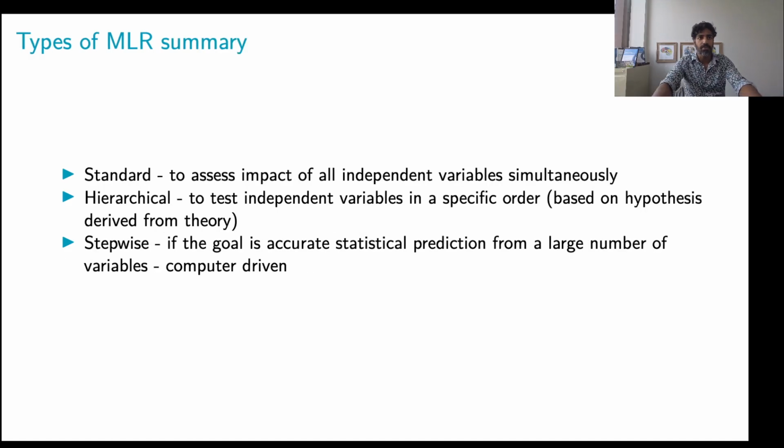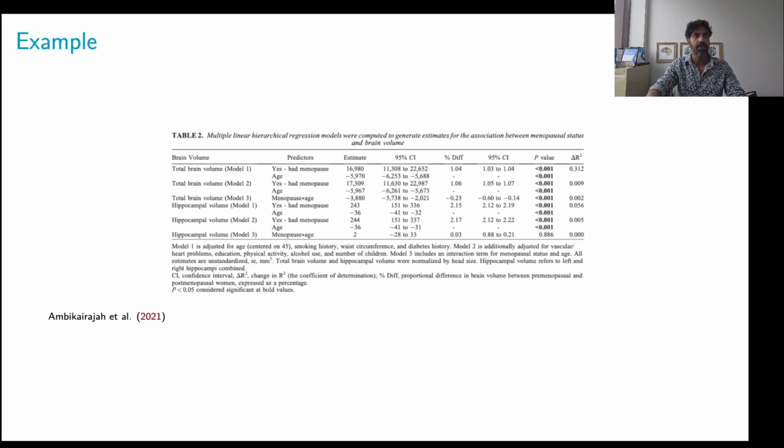So the types of multiple linear regression, in summary, are the three main ones. We have standard, which is to assess the impact of all independent variables simultaneously. Hierarchical, to test independent variables in a specific order based on hypotheses derived from theory. So you could ask the question of, does this model account for variance over and above model one, which you couldn't ask in the standard regression model. And stepwise is if the goal is accurate statistical prediction from a large number of variables, it's computer driven. And so you have forward and backward methods here.